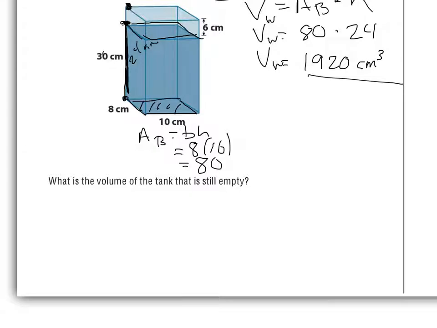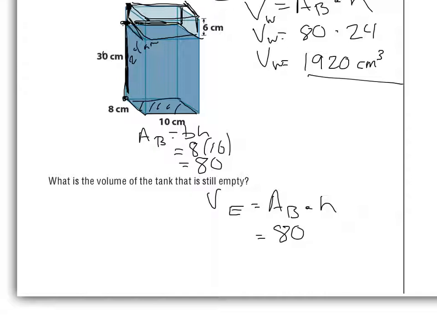Alright, so if we look at the empty area itself, it's also a prism, right? The empty area is also a prism. Its base is the same as the prism that we already had, so the volume of the empty space is equal to the area of the base times the height. The area of the base is the same because it has the same shape all the way from the bottom to the top, empty or full. So the area of the base is 80.